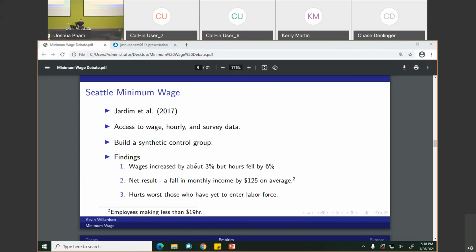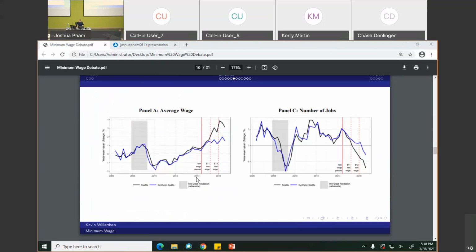Finally, this minimum wage hurts worse the people who have yet to enter the labor force, because one of the things that you can do as an employer, if your labor costs go up, is transition to capital. So, okay, you're confronted with a minimum wage. You may take the hit right now, but it prevents you from hiring people in the future. And this is the effect that they find the largest. So this is what it looks like.